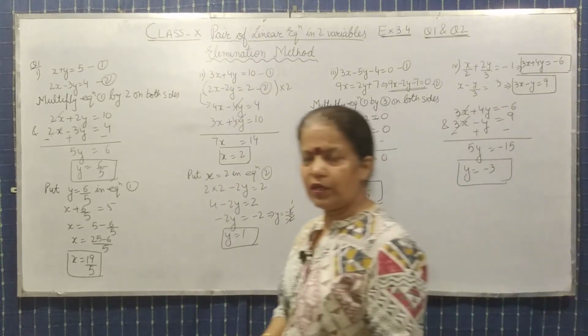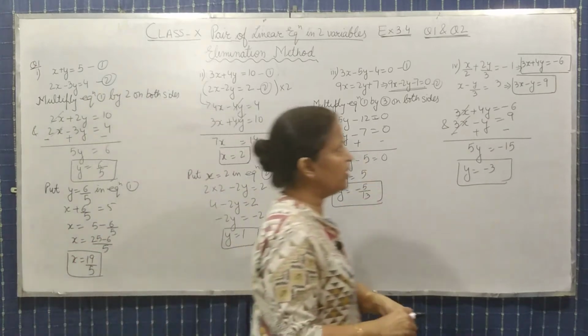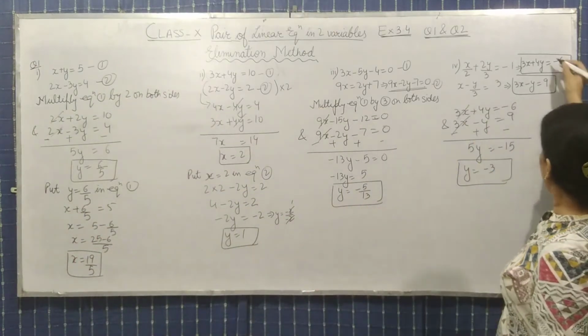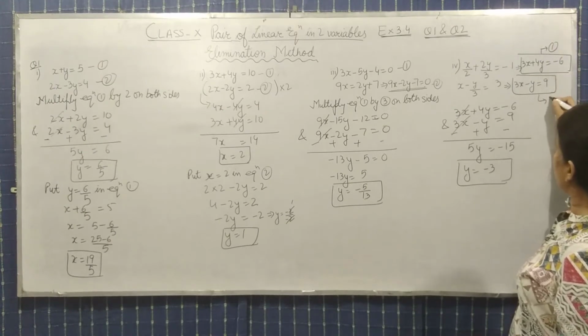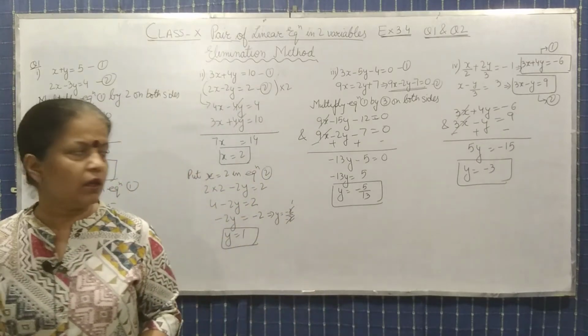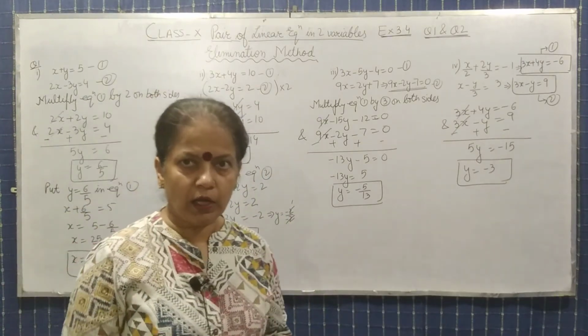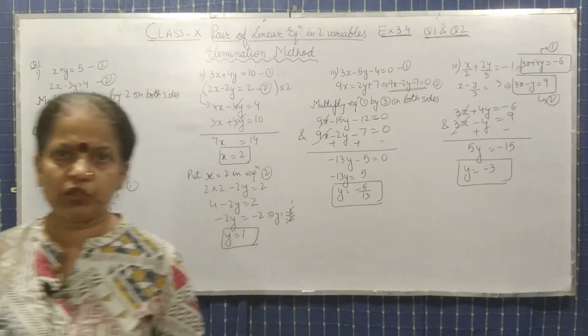Okay. So next step, what it should be? Put the value of y equal minus 3 in either of the equation. This is equation 1 and this is equation 2, in either of the equation. Okay, so that you will get the answer. Now we will go for question 2.